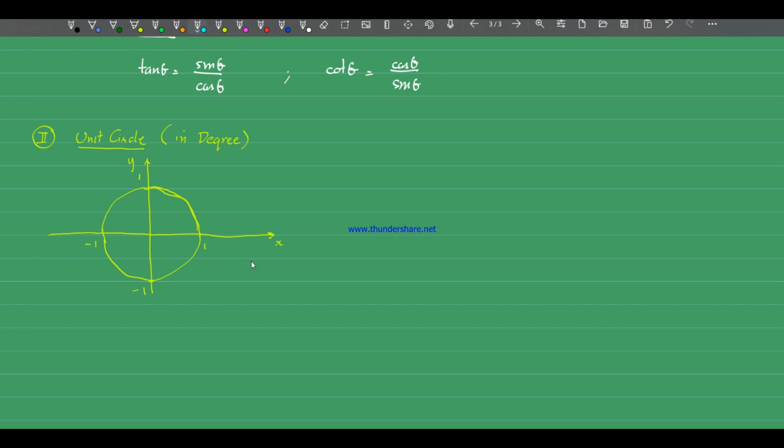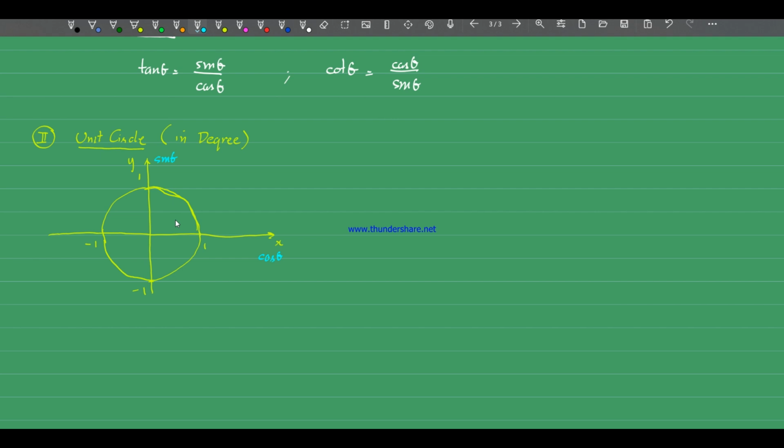The x-axis is the cosine axis. It's cosine theta. The x-axis is cosine. The y-axis is sine theta. You know they have quadrant 1, 2, 3, 4. Actually, I also have tangent and cotangent, but it would probably be confusing if I put a lot of axes over here now. So I just put sine and cosine.